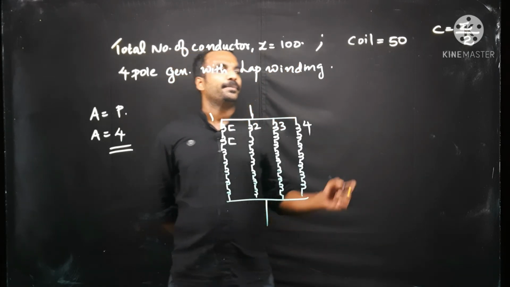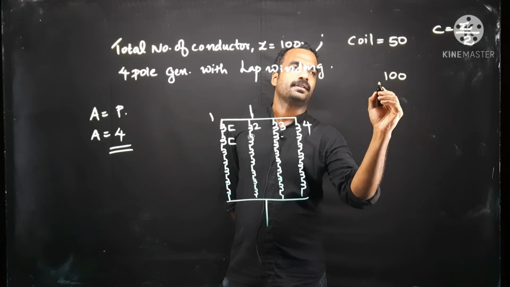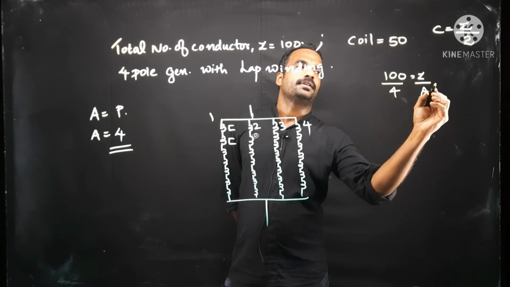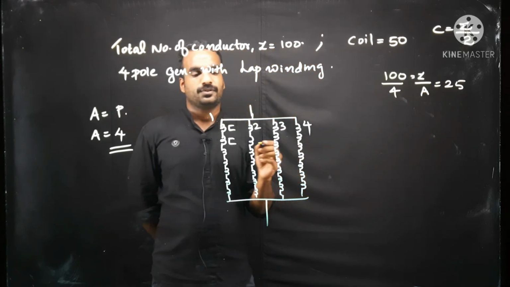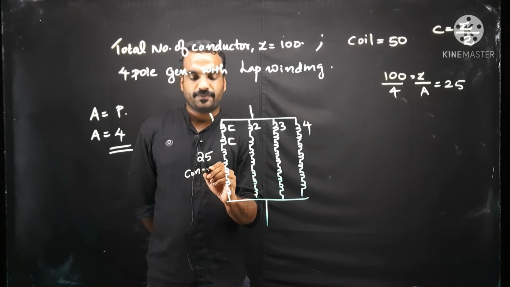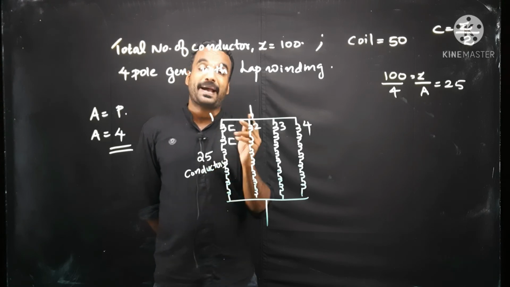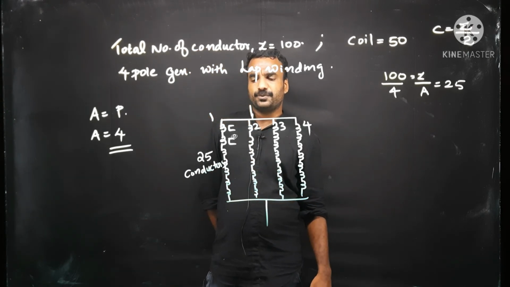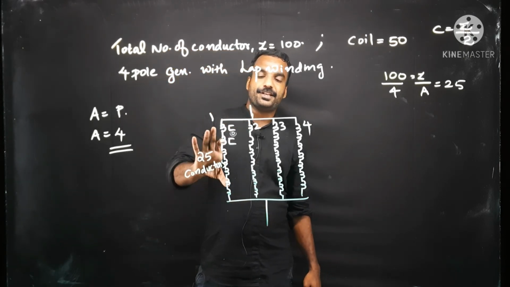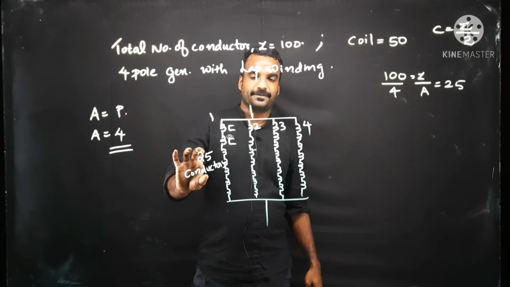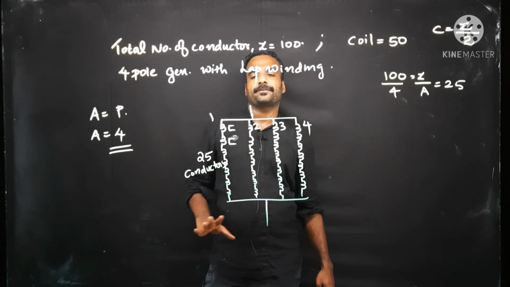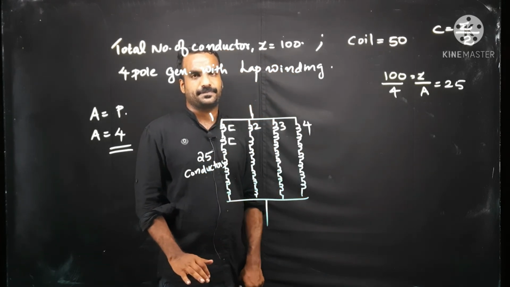It is very easy, because the total number of conductors Z is 100, divided by the number of parallel paths, 4. That will give 25. So you can see 25 conductors will be in each parallel path. Now let me ask you, how many series conductors are there? In each parallel path, 25 series conductors are there. In the next parallel path also, there will be 25 series conductors, like that. This is the meaning of parallel path.